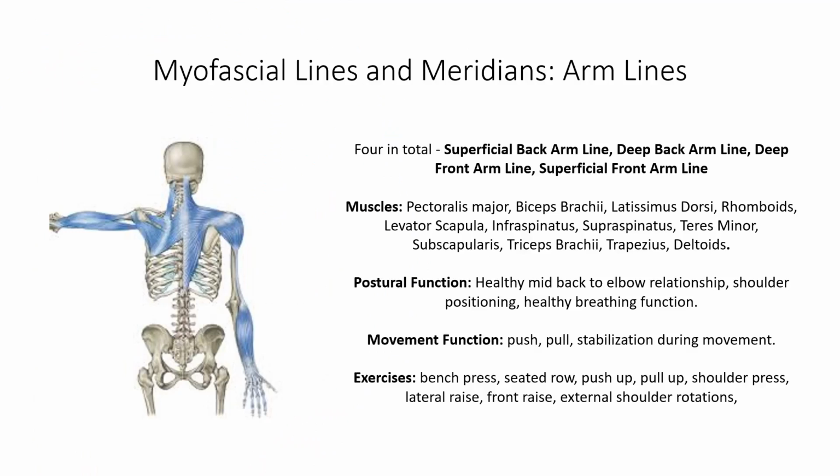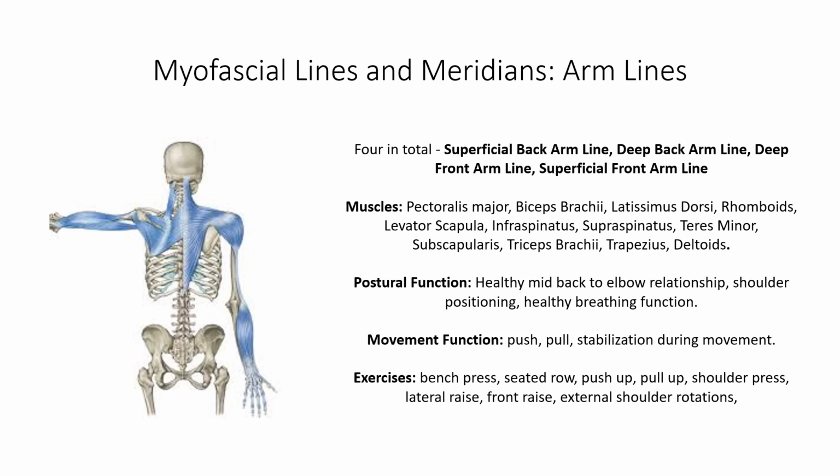Moving on from there, we have the arm lines, which has actually got 4 different arm lines in total. I'm going to look at the arm lines generally, but you could have specific superficial back arm lines, deep back arm lines, deep front arm lines, and superficial front arm lines.